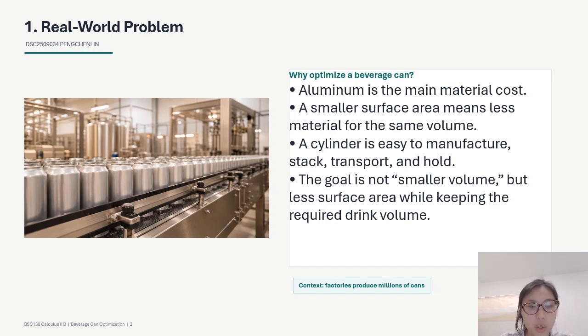A cylindrical shape is commonly used because it is easy to manufacture. So the main problem of our project is: what dimensions of a cylindrical beverage can minimize the material used while maintaining a fixed volume? With this background, we can now move on to the mathematical model, where we define the variables and formulas needed to solve this problem.